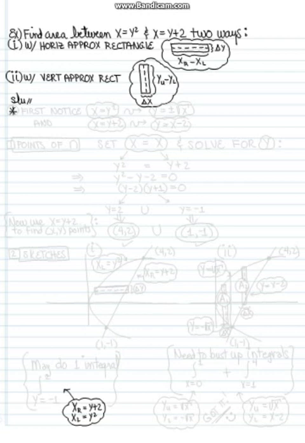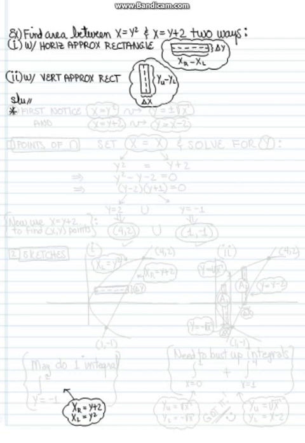So the question arises, when do I use the horizontal approximating rectangle where we have delta y, in other words, the differential dy, and the functions are given to us as a function of y? And when do I use the vertical approximating rectangle where the width is delta x, so the differential is dx, and the functions are given to us in terms of a function of x?